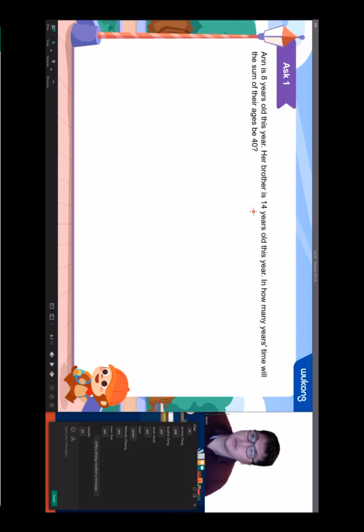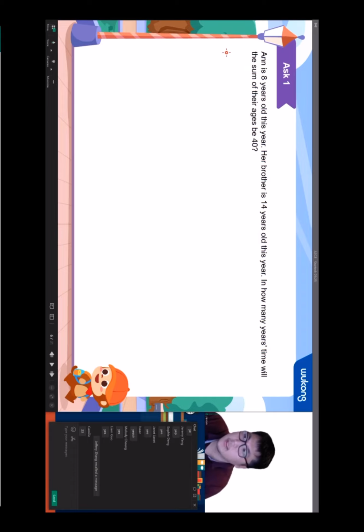All right, so let's do some real questions, guys. Anne is 8 years old this year. Her brother is 14 years old this year. In how many years' time will their sum of the ages be 40? Oh, so now we have very interesting things to do. So first step, guys, first step. We need to know what is the sum of their ages right now.